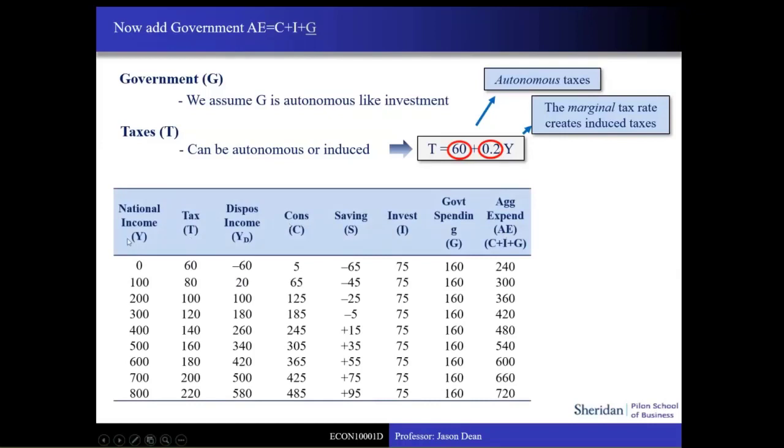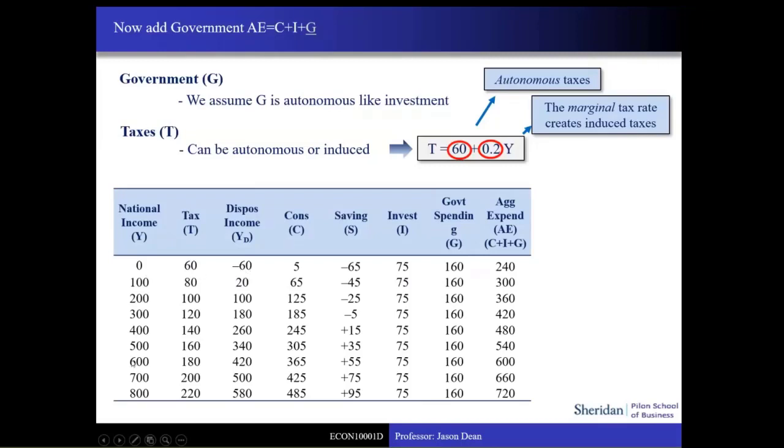So here's our national income. Now we have to pay taxes. So if national income is 0, we know that taxes will just be 60. This will be 0, we'll have 60. And so our disposable income then will be negative 60 because we have to pay the tax.